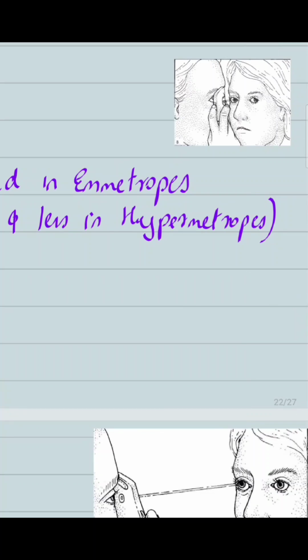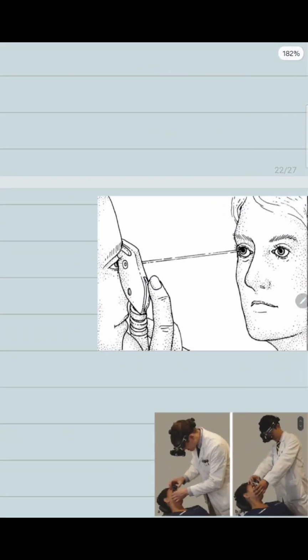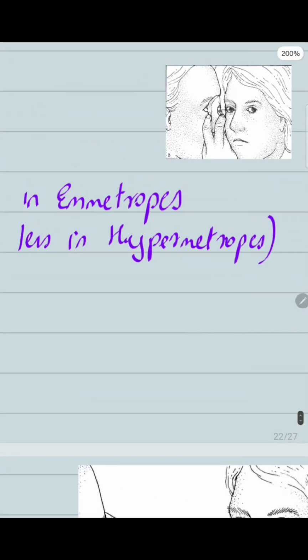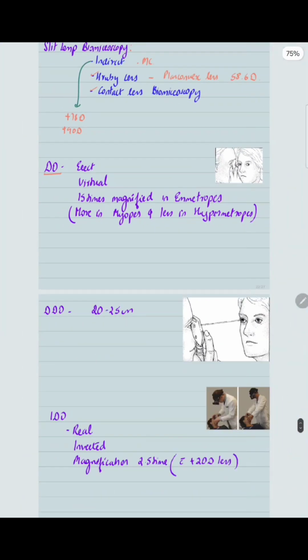Distance from the patient, we will go from distant, then go from a distance to as close to the patient as possible. The characteristic of the image formed in direct ophthalmoscope is erect, virtual, and 15 times magnified in emmetropes, more in myopes and less in hypermetropes. Magnification is more in myopes and less in hypermetropes.